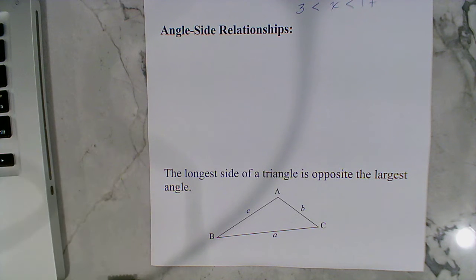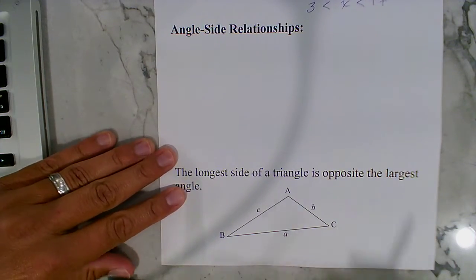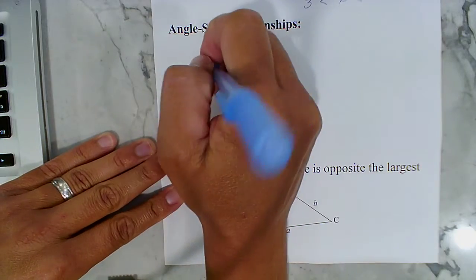Okay, so this video is going to be a lot shorter, most likely. Now we're going to talk about angle-side relationships within a triangle. I want you to think about something. I always use the same number, so there shouldn't be a giant surprise here.